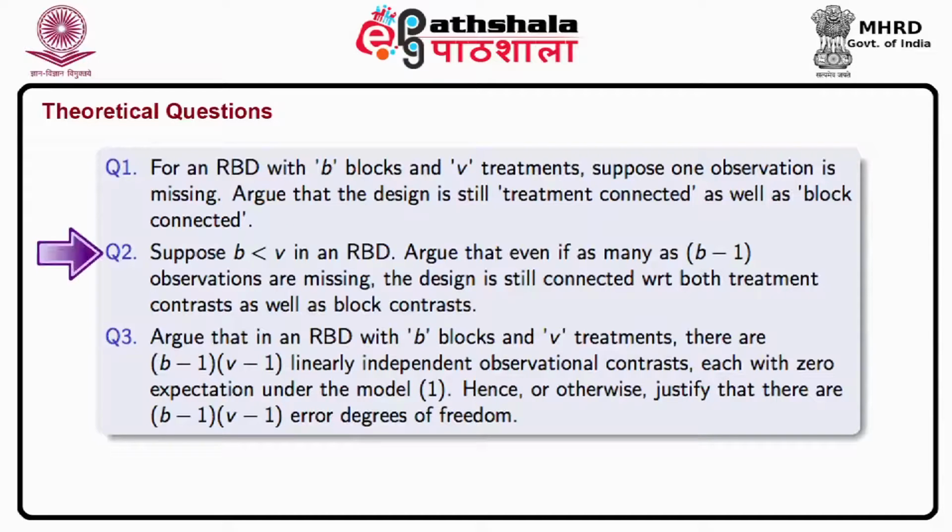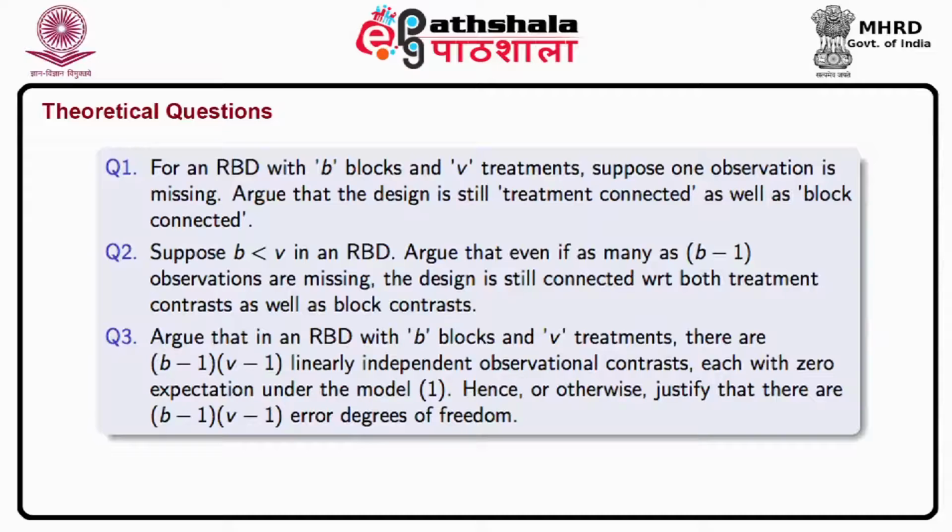Now question number 2, suppose in an RBD B less than V, we have more number of treatments than the blocks, but we are in the setup of an RBD. Argue that even if as many as B minus 1 observations are missing, the design is still connected with respect to both treatment as well as block contrast. It's a good problem. So you have got B less than V, and imagine any B minus 1 observations are missing. Then you have to argue that you can still estimate all treatment difference contrasts as well as all block difference contrasts. That is your question number 2.